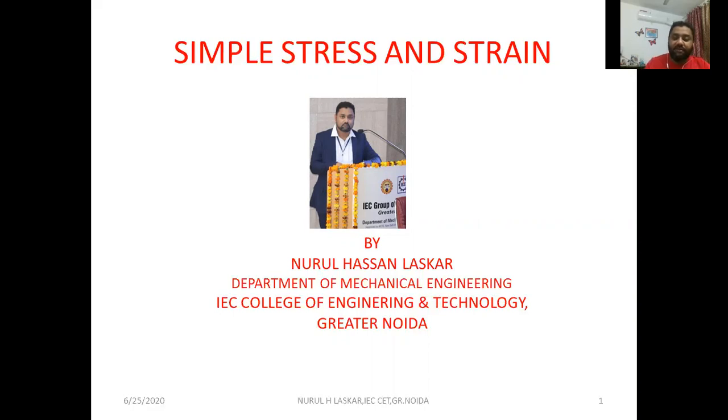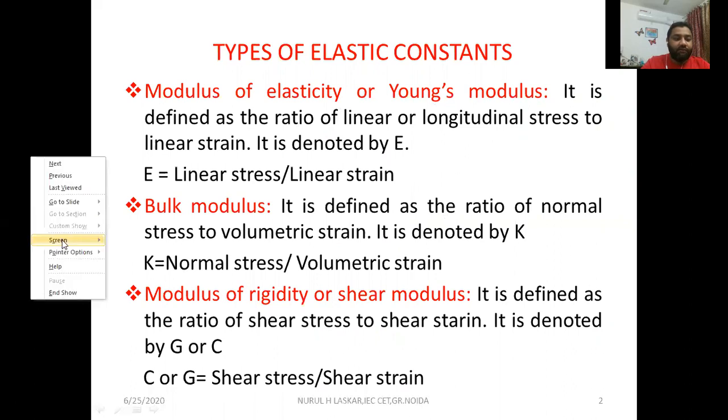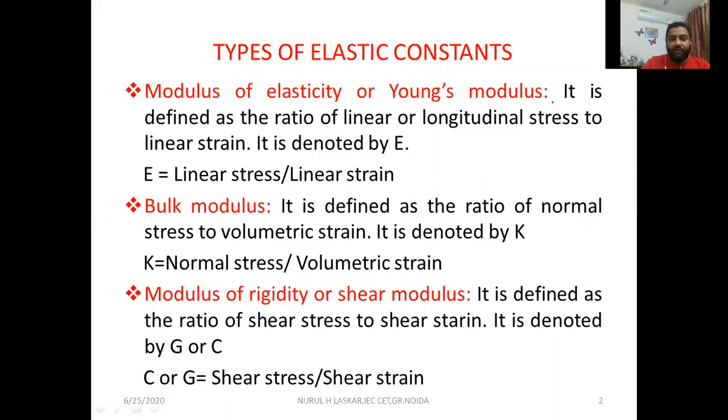Now there are three types of elastic constant. The first one is modulus of elasticity, or we can say Young's modulus. Young's modulus is defined as the ratio of linear stress upon linear strain. It is defined as the ratio of linear or longitudinal stress, which we already discussed in my last video, to the linear strain. It is denoted by E. So we can say E is equal to linear stress upon linear strain.